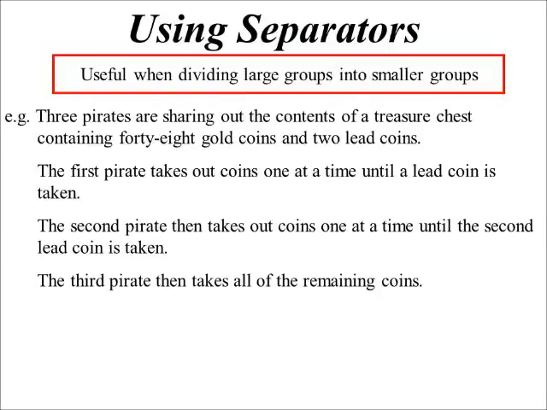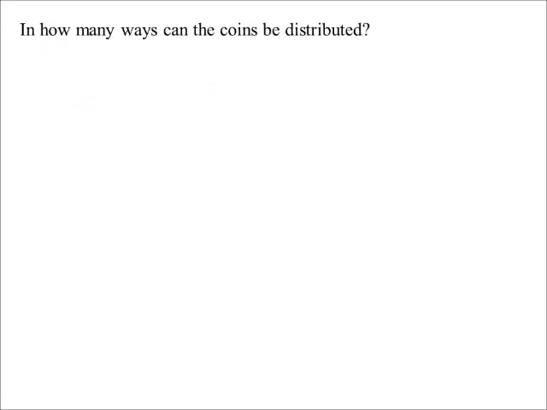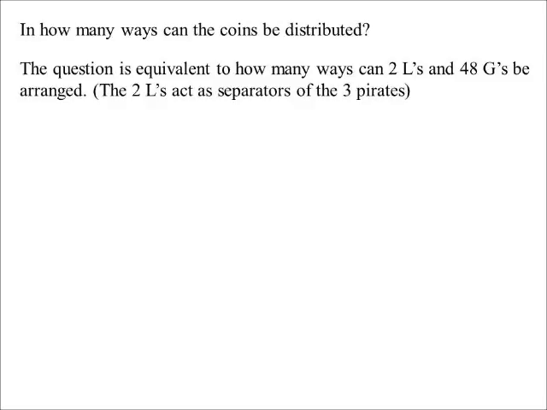And that's his share of the treasure. Then the second pirate comes along and starts, and he keeps taking out gold coins until he gets to a lead coin. And then that's his share of the treasure. And then the third pirate gets all the coins that are left. Okay? So the question is, how many ways can we distribute these coins? An equivalent question would be, how many ways can I arrange 2 L's, the 2 lead coins, and 48 G's? And the lead coins are going to act as the separators, because that's when we're going to stop giving it to the first pirate.